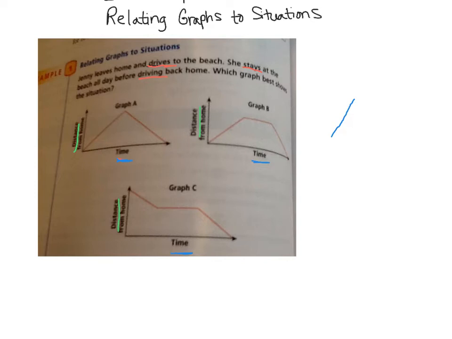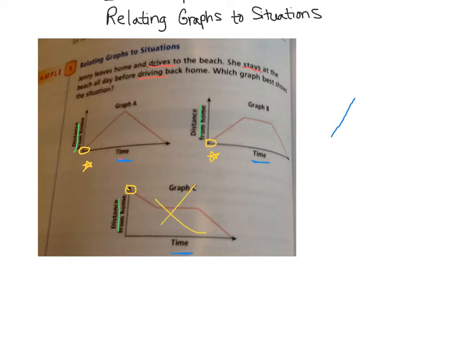So if you look, this first graph and the second graph both show that the more you're on the road, the further you are from home. This last graph tells you that your distance from home was really high. These two graphs show you starting at home at 0. This graph shows you starting at a distance away from your house. So this one doesn't work. So now we're between A and B.